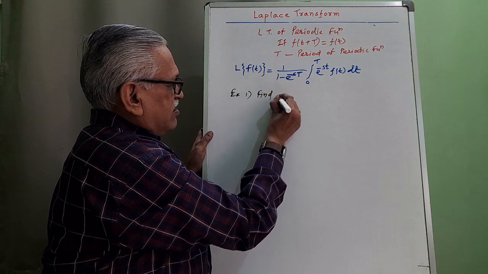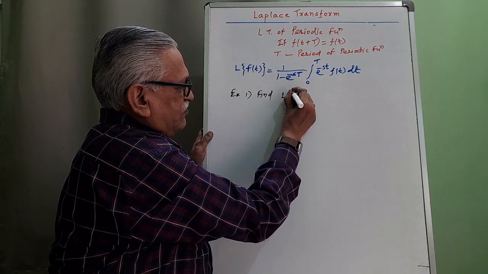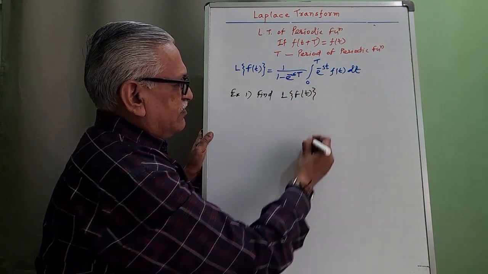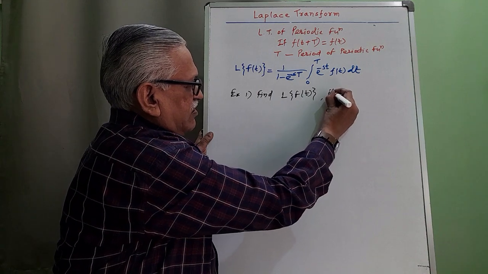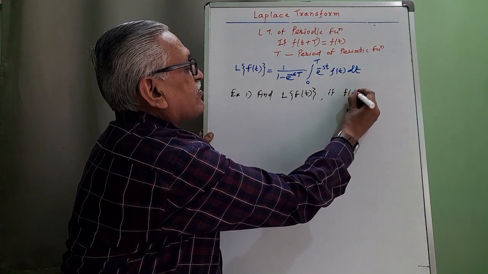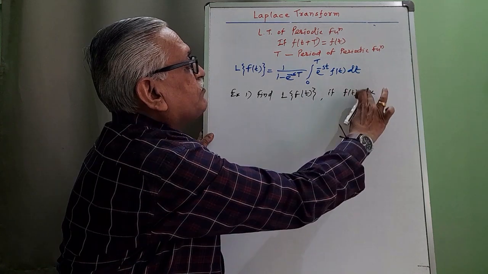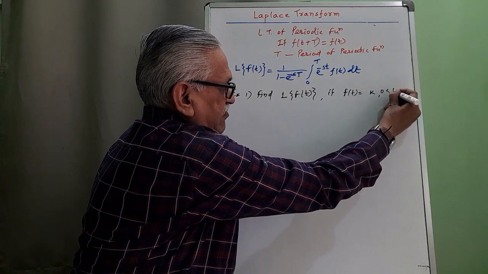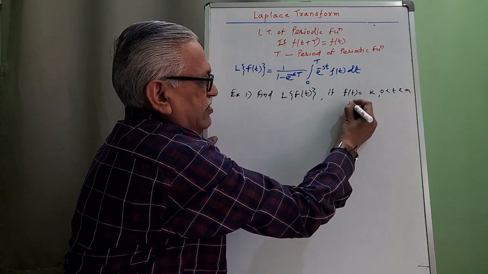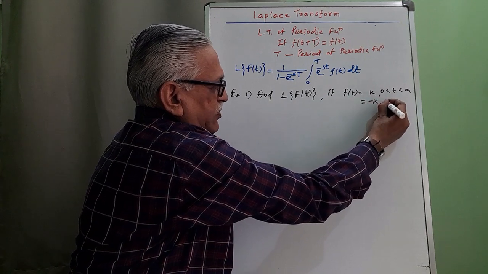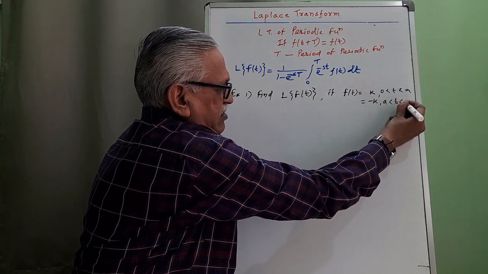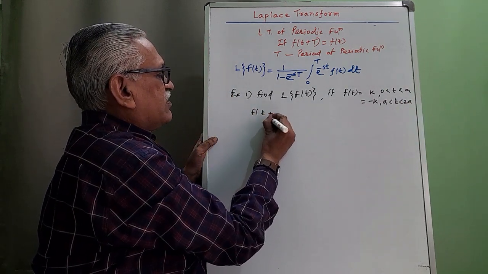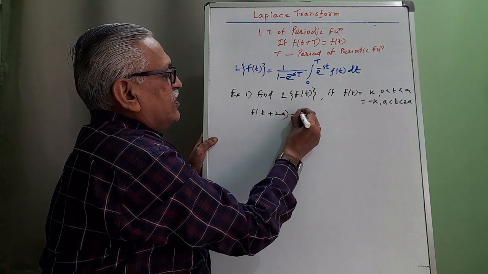First example, find the Laplace transform of f of t if f of t is plus k between 0 to a and second value as minus k between a to 2a, with the condition f of t plus 2a is equal to f of t.